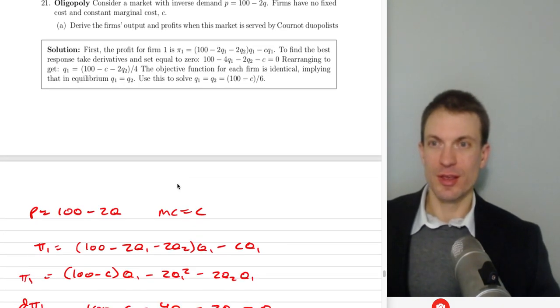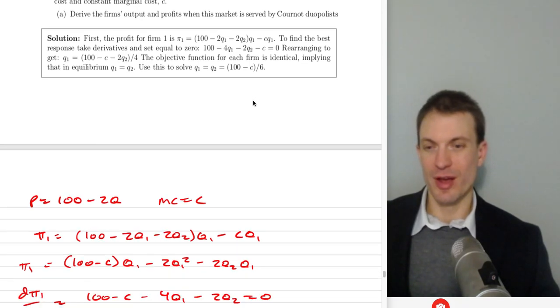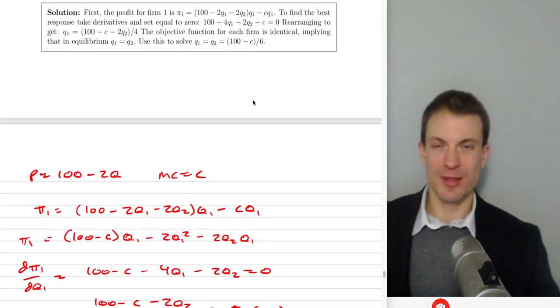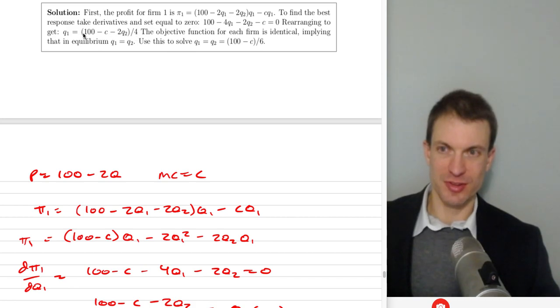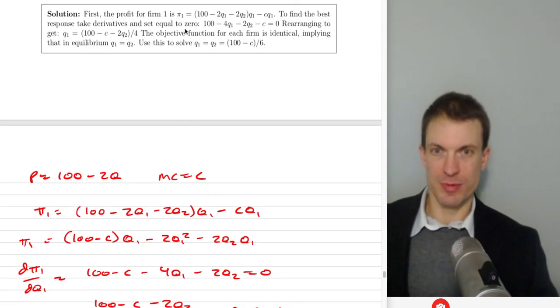All right, consider a market with inverse demand 100 minus 2Q. Firms have no fixed costs and constant marginal cost of C. Derive the firm's output and profits when served by Cournot duopolists. This one I'm going to write out. There's kind of an interesting algebraic exercise to get here. I was a little bit clever, and so I'll walk through that. This is a place where people might have questions.